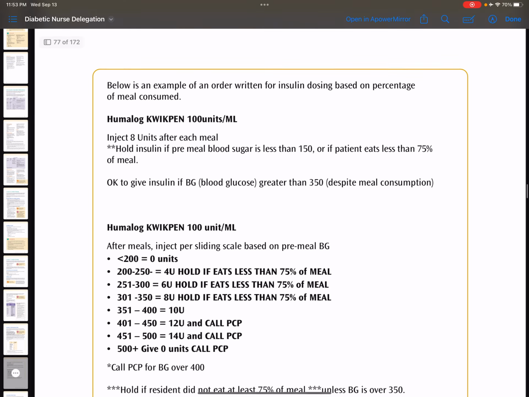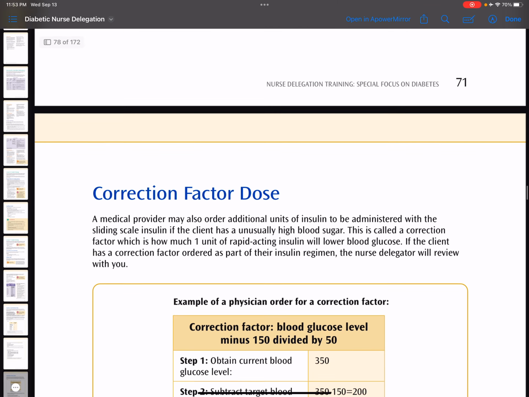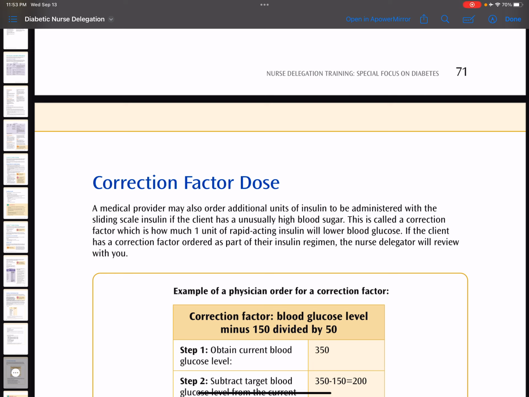And the last one from our model is correction factor dose. A medication provider may also order additional units of insulin to be administered with the sliding scale insulin if the client has unusually high blood sugar. This is called a correction factor, which is how much 1 unit of rapid-acting insulin will lower blood glucose. If the client has a correction factor ordered as part of their insulin regimen, the nurse delegator will review it with you.